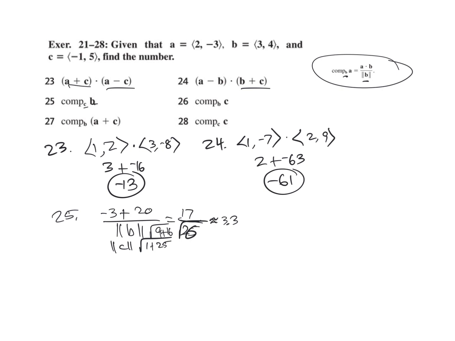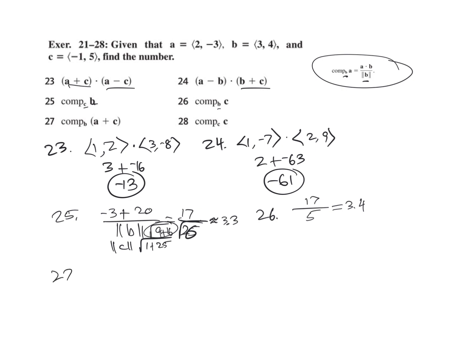All right, so now we want the component of c onto b. So again, you need the dot product of b and c, which we already have, is 17. And then now we want the magnitude of b, which we already found a minute ago. That was the square root of 9 plus 16, so that was 5. So 17 divided by 5, and that is 3.4 exactly.